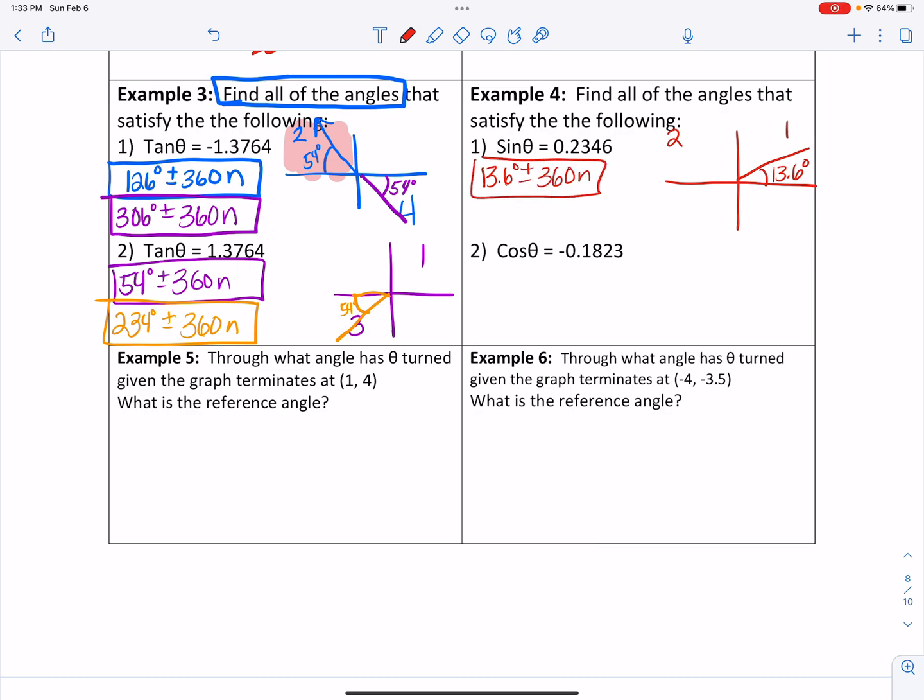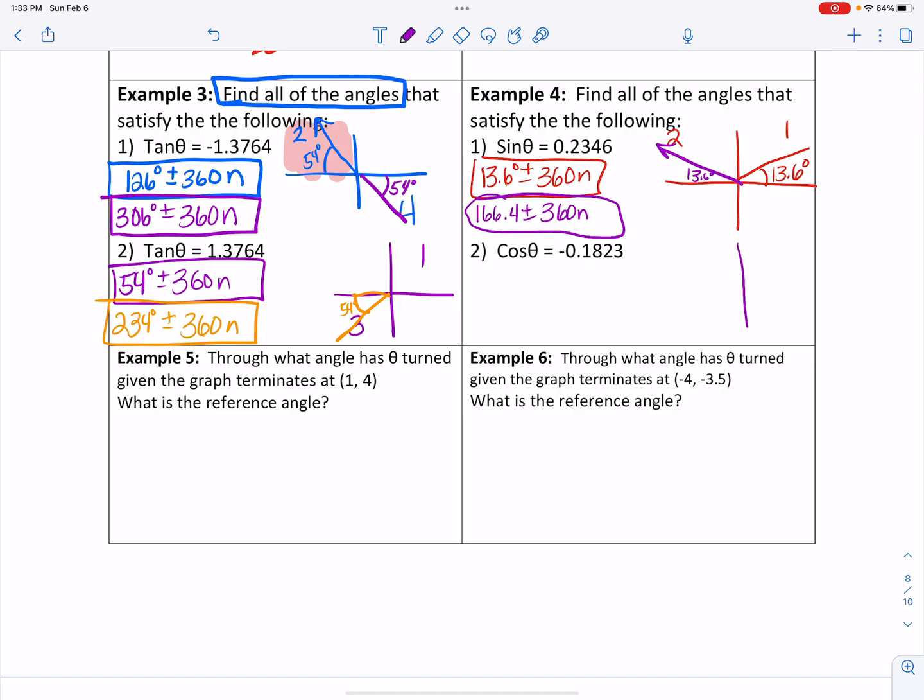That takes care of the one in quadrant 1. But I also have one that's 13.6 degrees into quadrant 2. So I'm going to do 180 minus 13.6. And my other answer is 166.4 plus or minus 360n. Okay. So now I'm going to do the same thing on the next one.